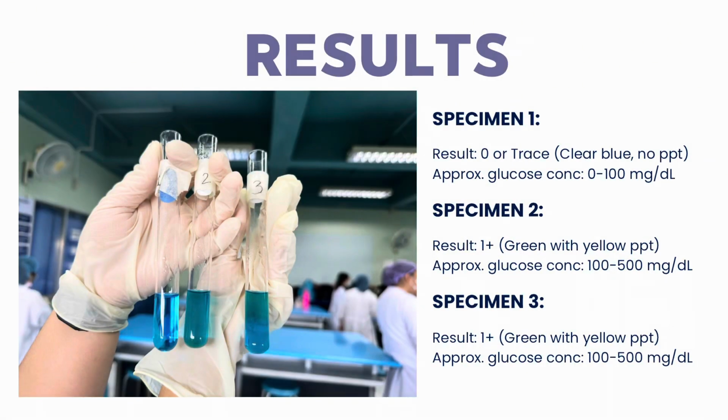Result of the chemical examination of urine. Test for sugar. For specimen 1, result is 0 or trace, clear blue with no precipitate. Approximate glucose concentration is 0 to 100 milligrams per deciliter. For specimen 2, result is 1 plus, green with yellow precipitate. Approximate glucose concentration is 100 to 500 milligrams per deciliter. And lastly, for specimen 3, it is the same as specimen 2.